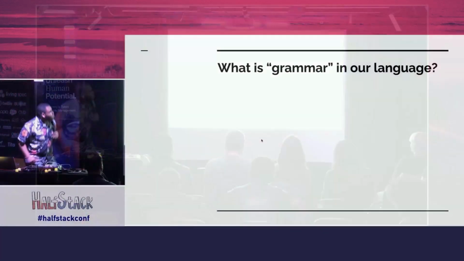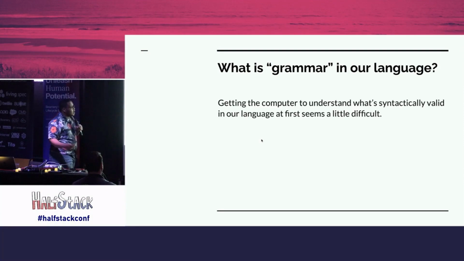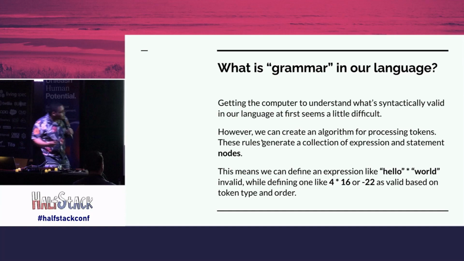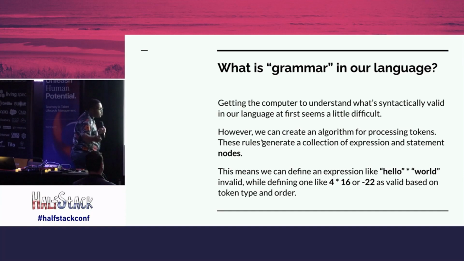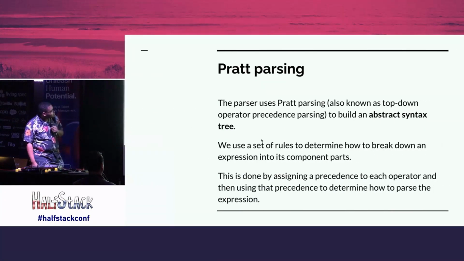After that, we have to define the syntactical grammar. So what exactly is grammar? Getting the computer to understand what is syntactically valid in our language does seem a bit difficult, but we can create an algorithm called a parser for processing our tokens and generating a set of nodes. So we can define an expression like hello multiply world as invalid, or 4 times 16 or negative 22 as valid, based on token type, based on order, and based on a bunch of other information.